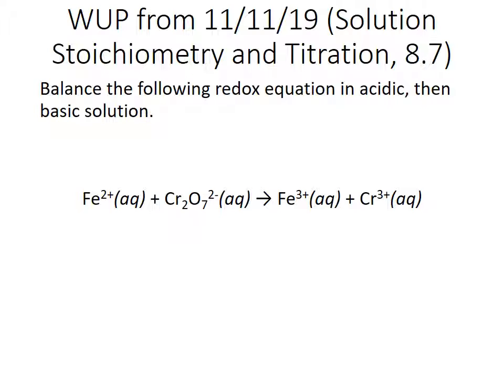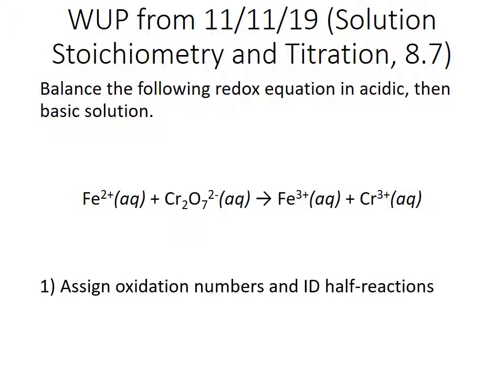Our initial reaction is Fe2+ plus Cr2O7 2-, that's the dichromate ion, becoming iron 3+ plus chromium 3+. The first thing we need to do is assign oxidation numbers and identify our half reactions. For several of our species, this is pretty easy. The iron 2+, iron 3+, and chromium 3+ all have the charges of their monatomic ions.